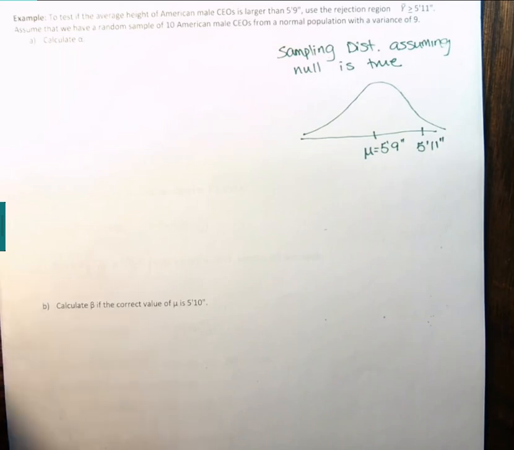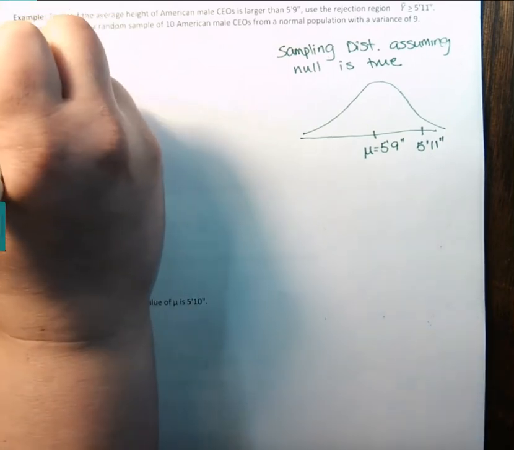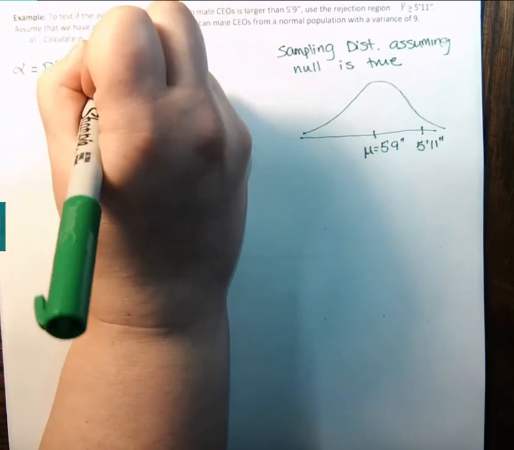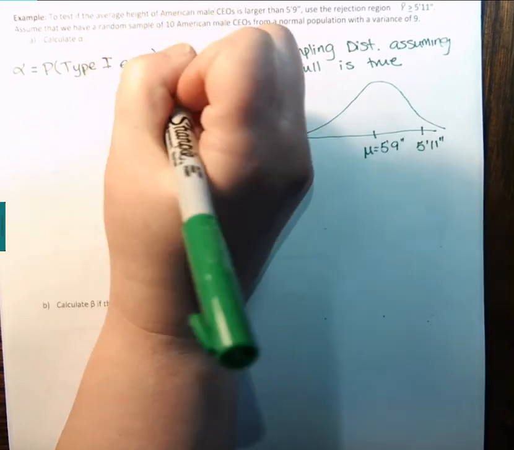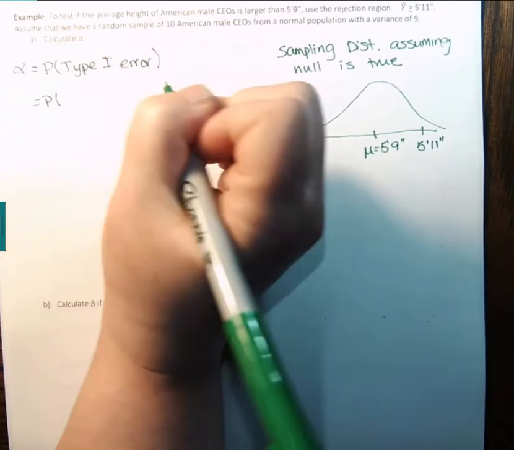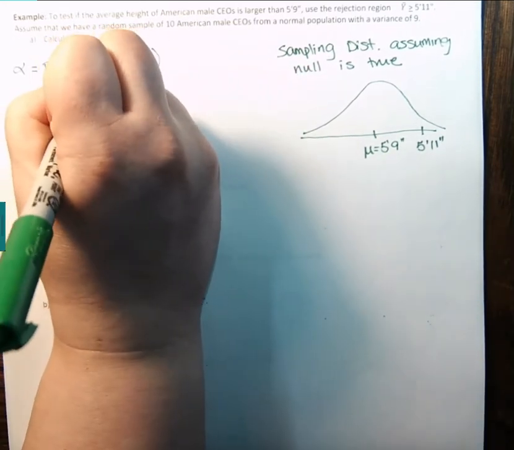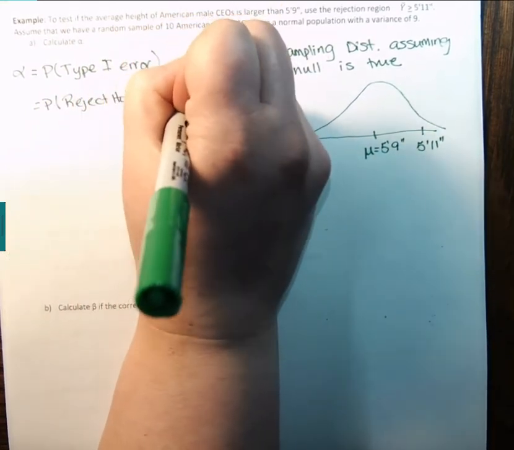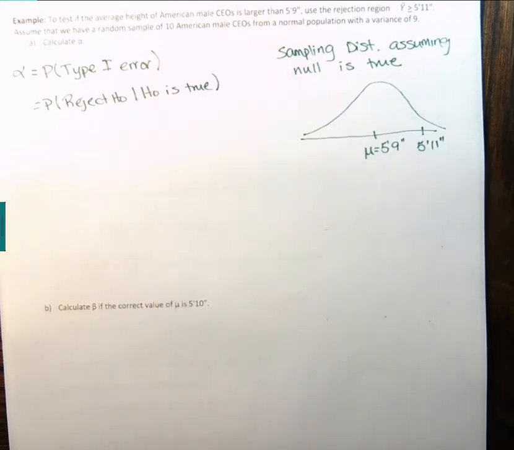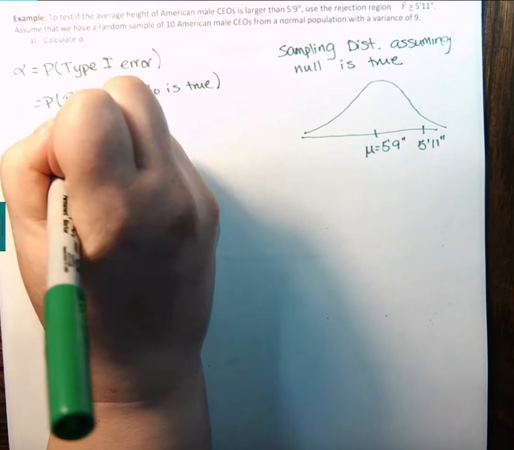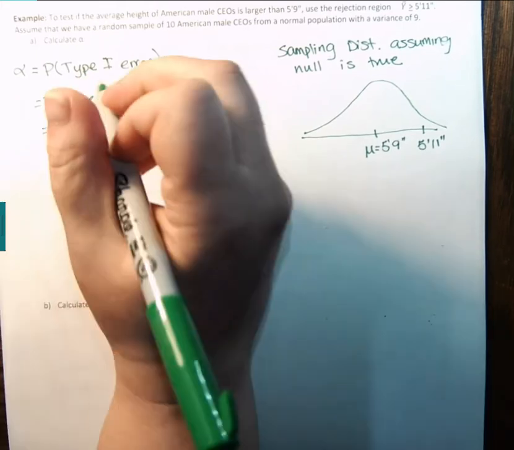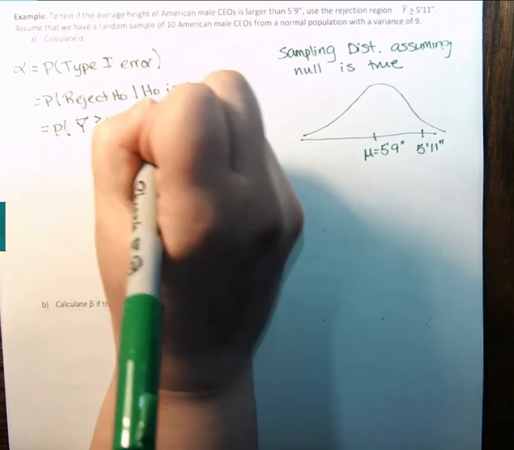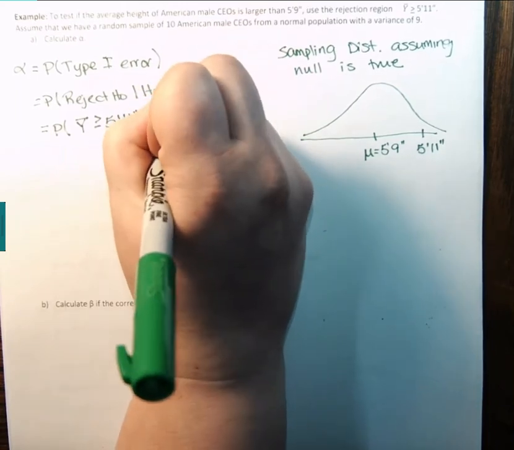All right, so let's look at how we would calculate the probability of our type 1 error. Again, alpha is equal to the probability of a type 1 error. And then we're just going to write out the definition of a type 1 error. That occurs when we reject H0, given that the null is true. Well, this is equal to the probability, notice we're going to reject the null when Y bar is greater than or equal to 5'11", and the null is true when mu is equal to 5'9".